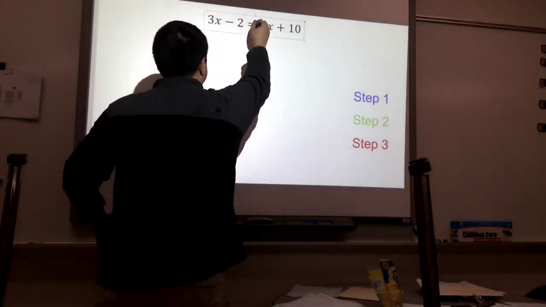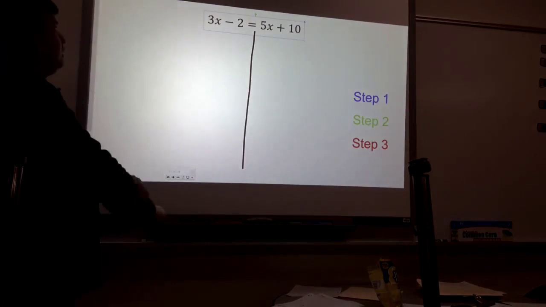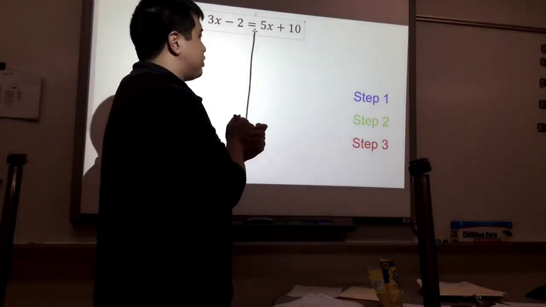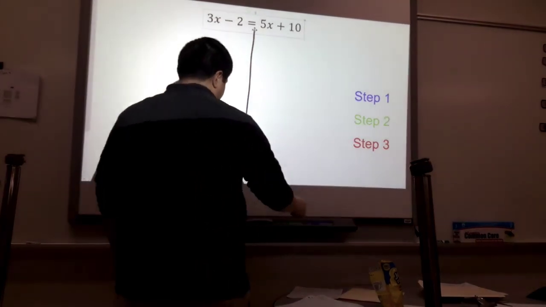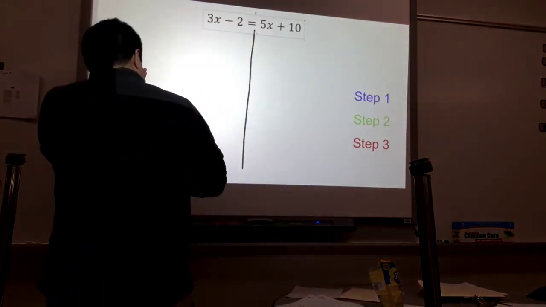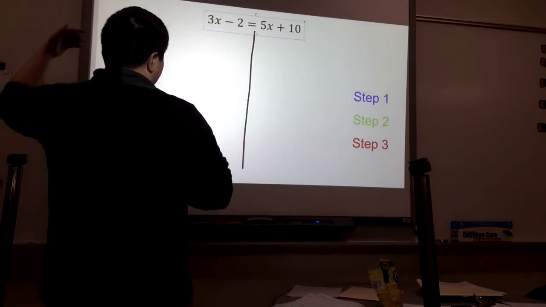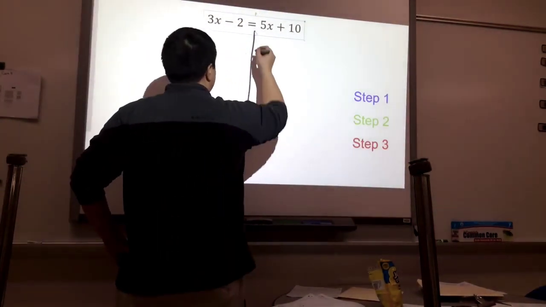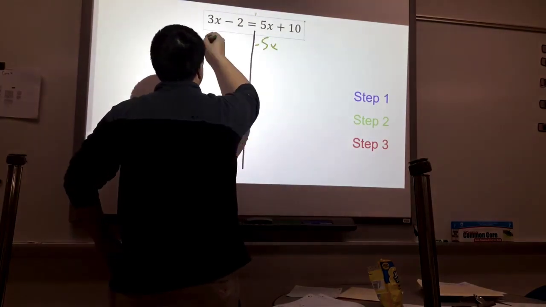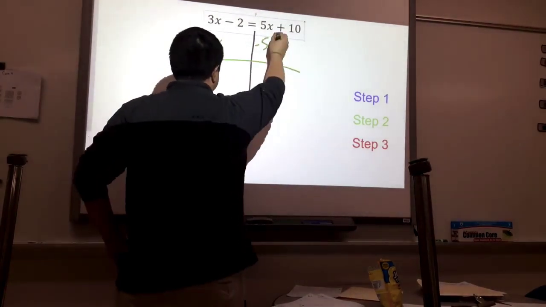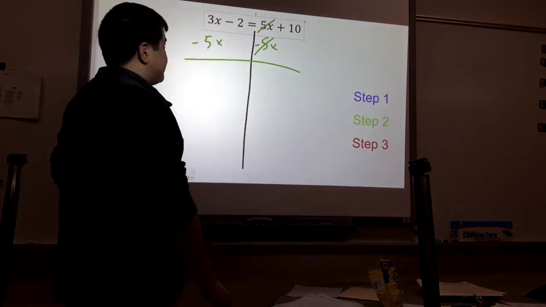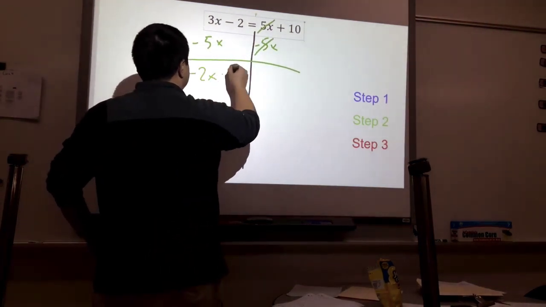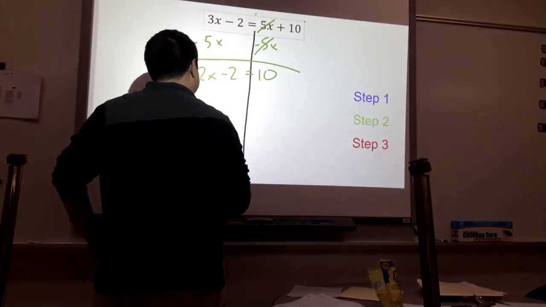And the final one. Again, step 1 is not applying to this one because we have no like terms to combine or any distribution. We want to get all x's onto one side, and all non-x terms to the other. So I'm going to subtract 5x from both sides. Those two parts cancel out. 3x minus 5x is negative 2x minus 2 equals 10.